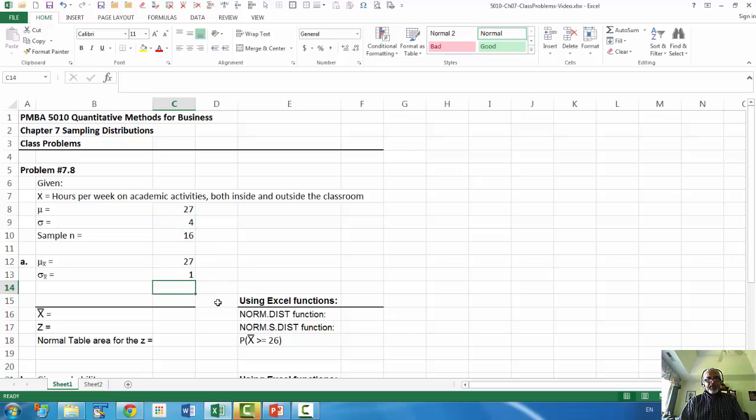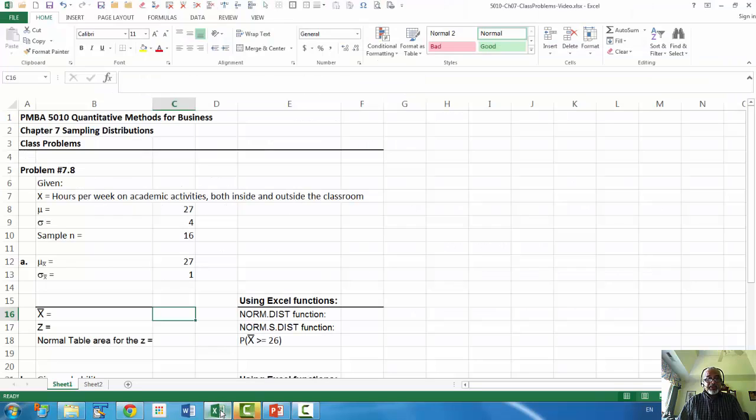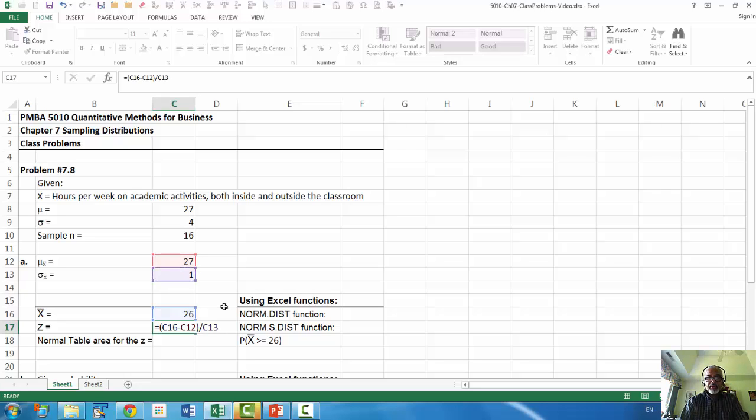Now we want the probability of at least 26 hours. So 26. Now find the z value. So it will be x bar minus mu divided by the standard error, not sigma, but sigma sub x bar, sigma over square root of n. So that gives us minus 1.